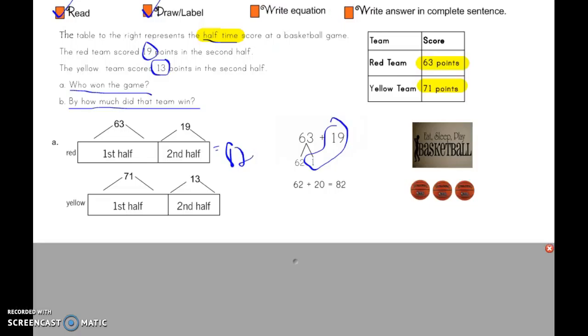Next, I need to solve for the yellow team. So go ahead and pause your video to solve for the yellow team. Now, to solve this time I am going to use the arrow way to help me solve. So as soon as you finish solving, press play and we'll check our answers together.